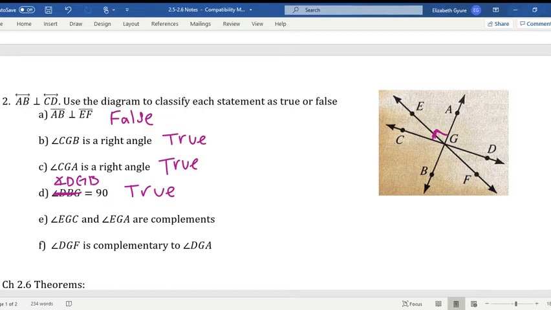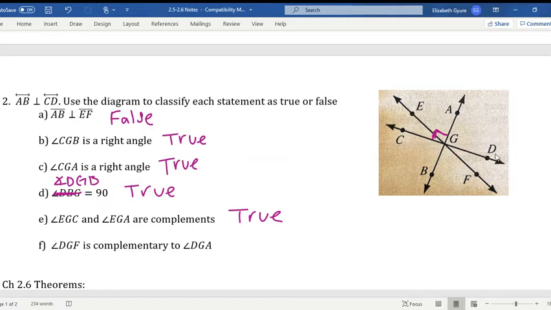Angle EGC and EGA are complements. True or false? True. How can you tell? Yeah, very good. So these two angles, if you combine them, they're going to make this larger right angle there, and right angles are 90 degrees, complements are 90 degrees.